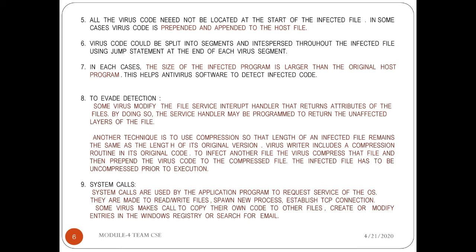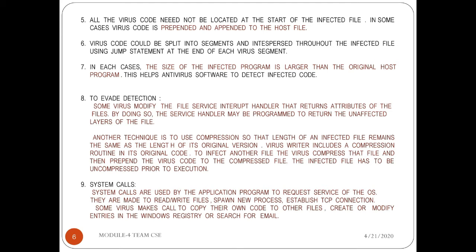Fifth one, all the virus code may be located at the start of the infected file. In some cases, code is prepended and appended to the host file. Sixth one, virus code may be split into segments and interspersed throughout the infected file, using a jump statement at the end of each virus segment. Seventh point, in each case, the size of the infected program is larger than the original host program. This helps the antivirus software to detect the code. The virus-infected program will always be larger than the original file.